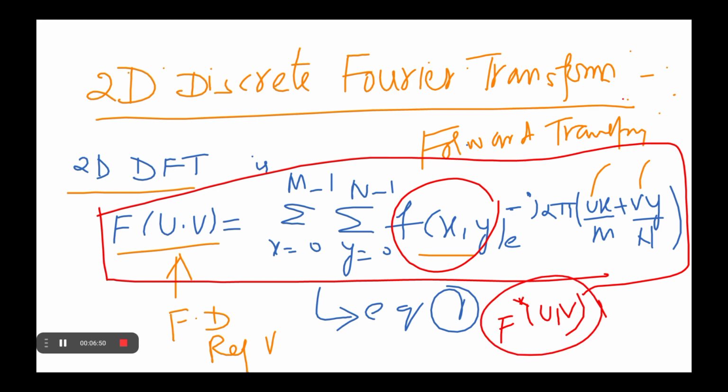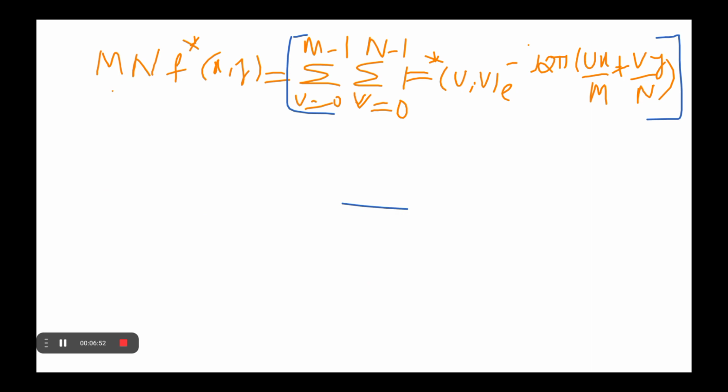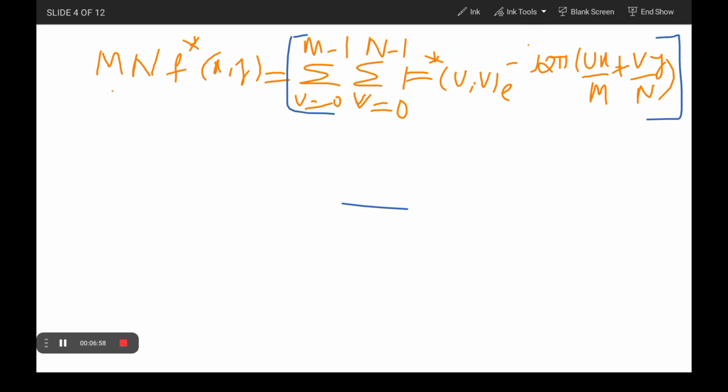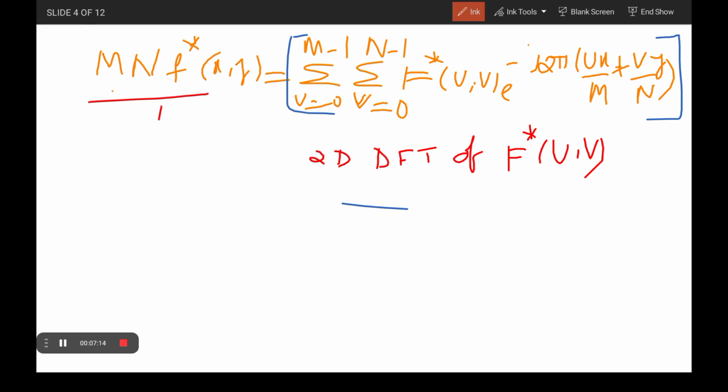So that is important. This is equal to the 2D discrete Fourier transform, 2D DFT, of f conjugate of u comma v, right? Now this is an equation. The left side of this equation is equal to this one. That means MN of f conjugate of x comma y.